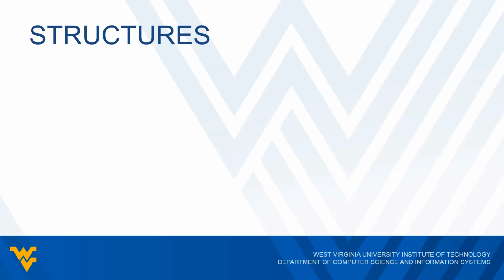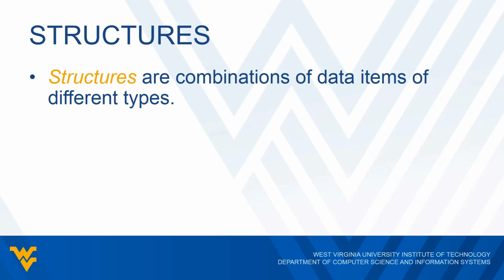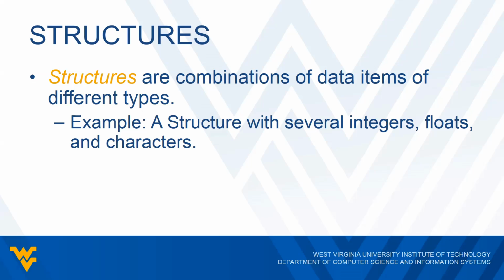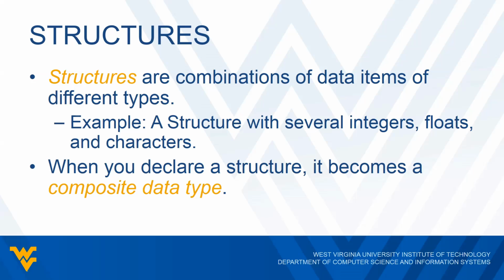Visual Basic does have another feature that you may not have seen before unless you're familiar with C or C++ programming. This is what we call a structure. Basically, a structure is a combination of data items of different types. For example, we could have a structure with several integers, or several floats, or characters, or a combination of all of them. Whenever we declare this type of structure, we're essentially creating our own data type. It's called a composite data type.